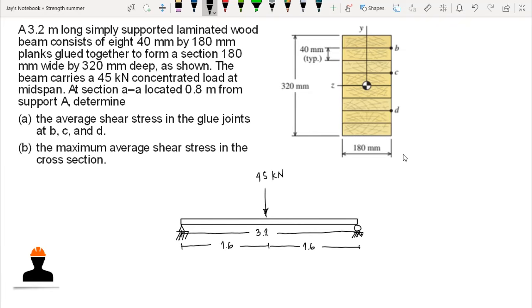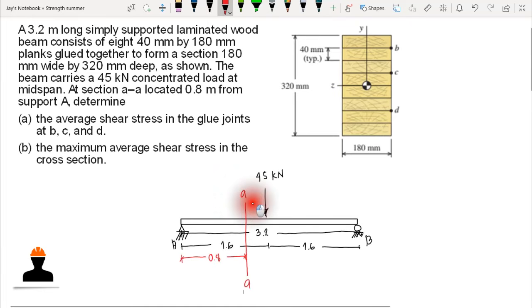Okay, now we are asked to compute for the shear stress at section AA located 0.8 meter from support A. So if we have this our A, this our B, we have 0.8 meter from A. Now if we cut our section at AA, then we could have our shear force exposed, that is V. But first, before we compute for our V, we need to compute for the reaction first.